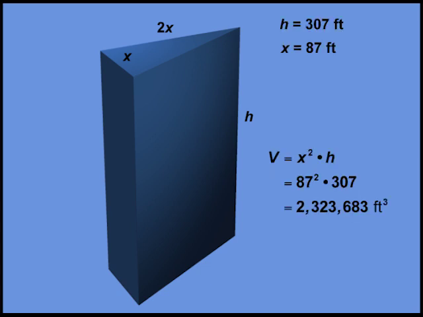For the Flatiron Building, the value of x is 87 feet, and the height is 307 feet. Plugging these values into the volume formula, we get an astounding value of over 2 million cubic feet. With our understanding of the geometry of the Flatiron Building, let's now look at the architecture.